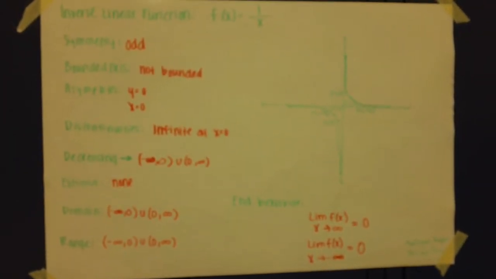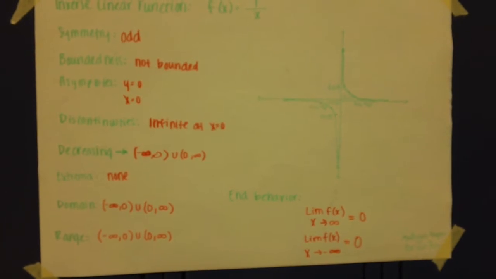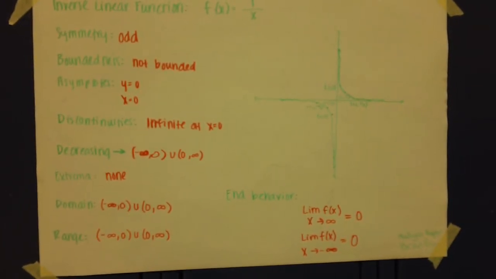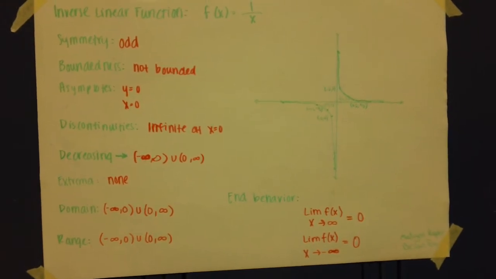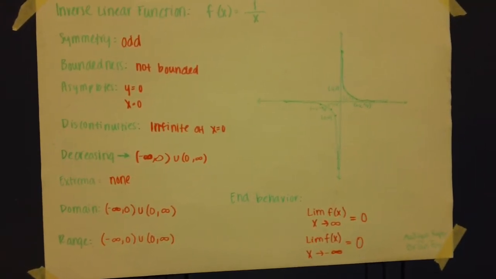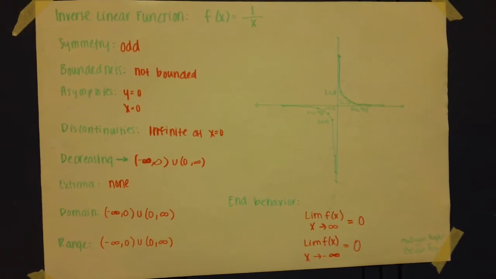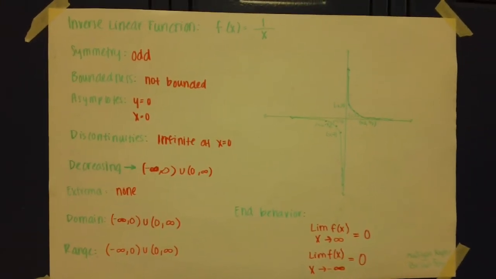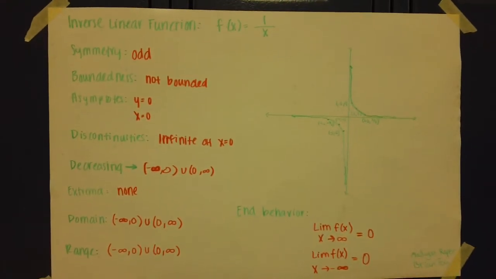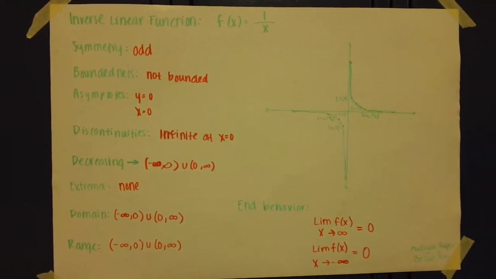It is decreasing from negative infinity to 0 and 0 to infinity. There are no extrema. The domain is negative infinity to 0 and 0 to infinity. The range is negative infinity to 0 and 0 to infinity. The end behavior as x approaches infinity is 0, and the end behavior as x approaches negative infinity is 0.